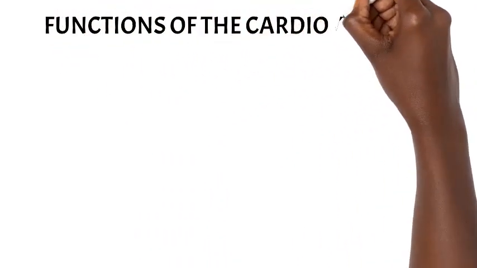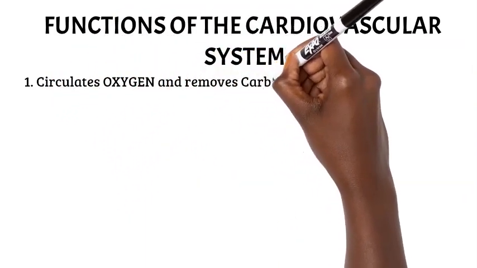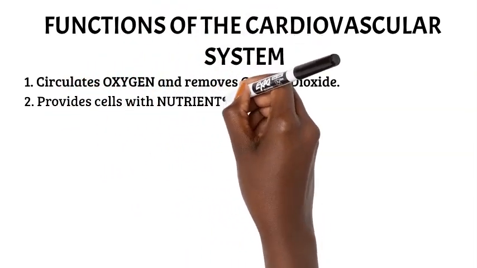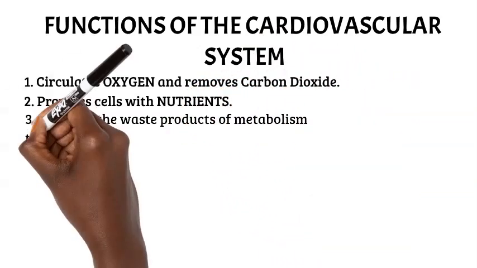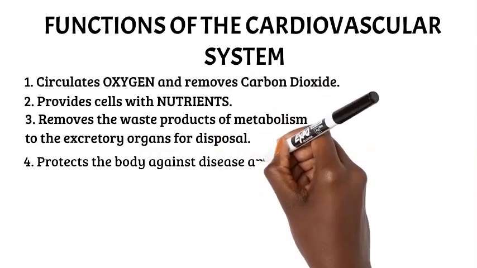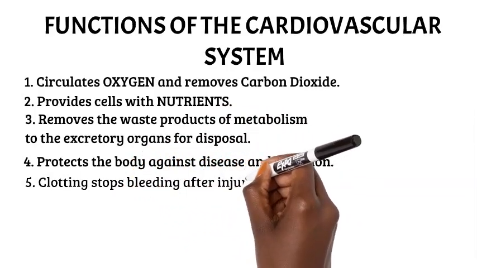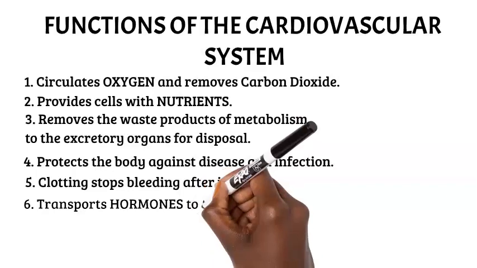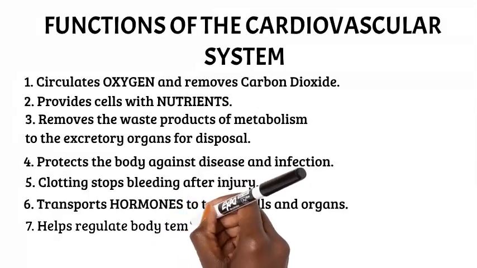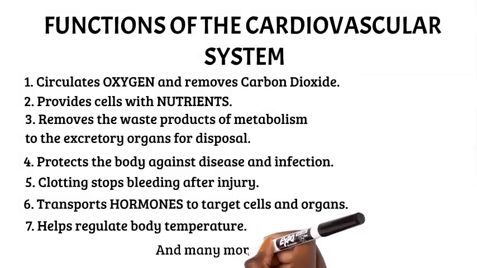Now, the functions of the cardiovascular system. It circulates oxygen and removes carbon dioxide. It provides cells with nutrients. It removes the waste products of metabolism to the excretory organs for disposal. It protects the body against disease and infection. It helps in the production of clotting factors, which stops bleeding after injury. It helps in the transport of hormones to target cells and organs. It also helps to regulate body temperature.